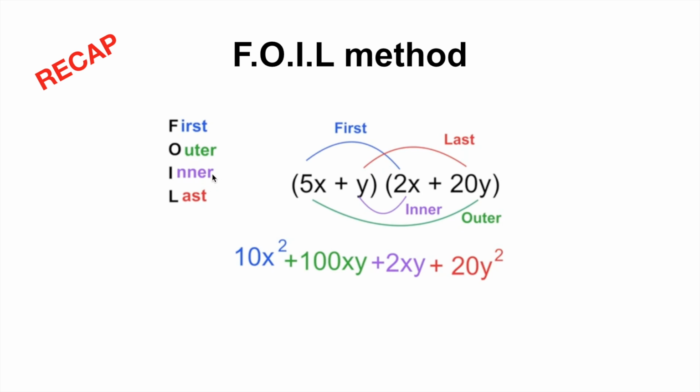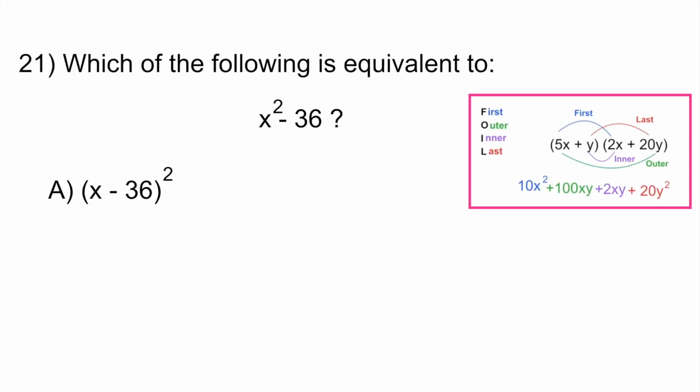Then the I of FOIL means inner, which means you multiply these two expressions, right? So y multiplied by 2x gives you 2xy. And then finally, the L stands for last, which means you multiply these two last expressions by each other. So y multiplied by 2y gives you 2y raised to the power of 2. Okay, that is the FOIL method. I'm just putting a little cheat sheet there on the right for you. So let's go through the different options.